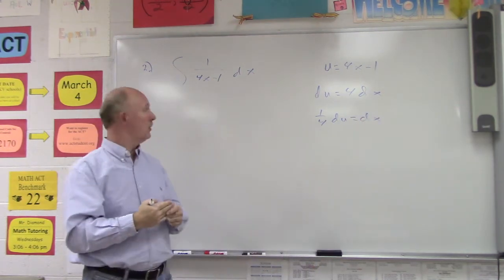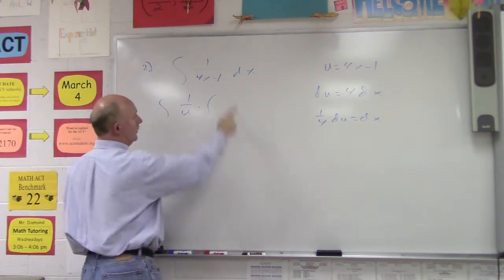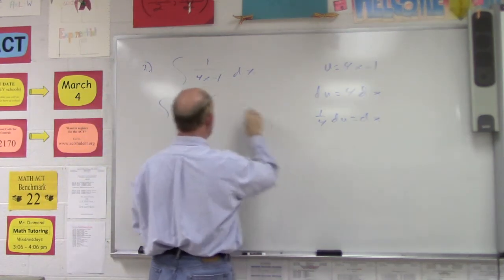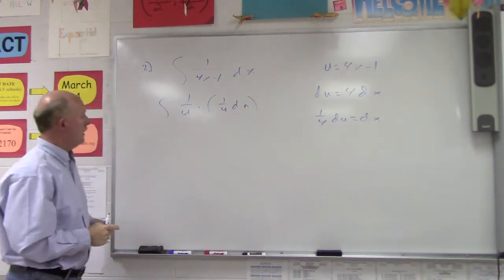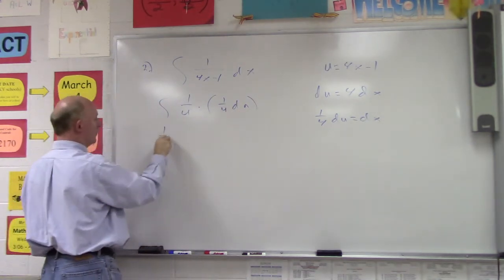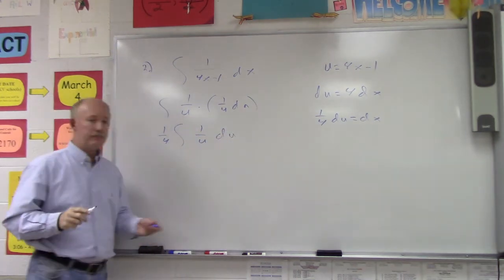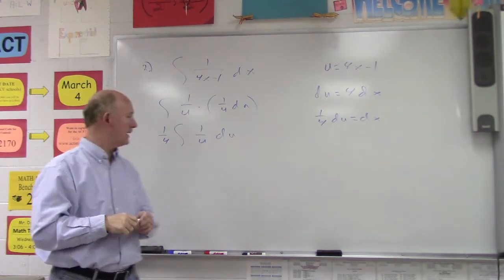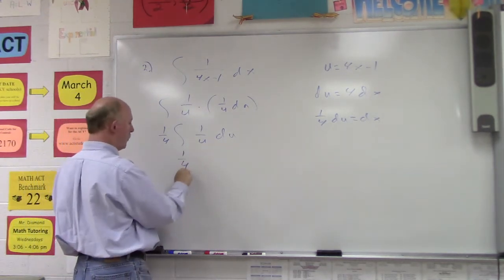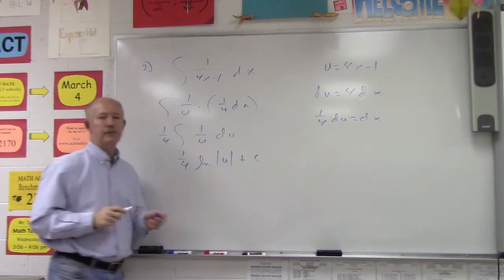Now, let's go and make our substitutions. We've got the integral of 1 over u times, instead of dx, we're going to substitute 1/4 du. Now, we can pull the 1/4 out, so it becomes 1/4 integral of 1 over u du. See the du there? Now, we're ready to find our antiderivative. This has become 1/4 natural log absolute value of u plus our constant of integration.